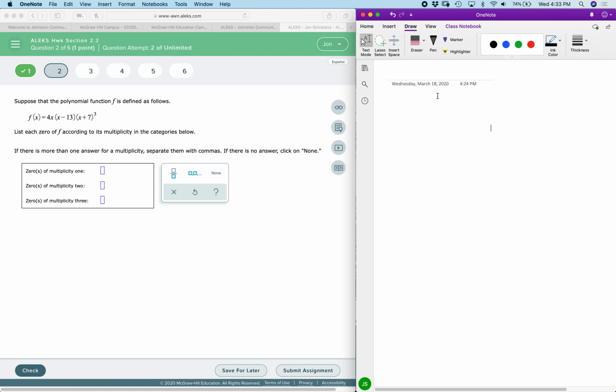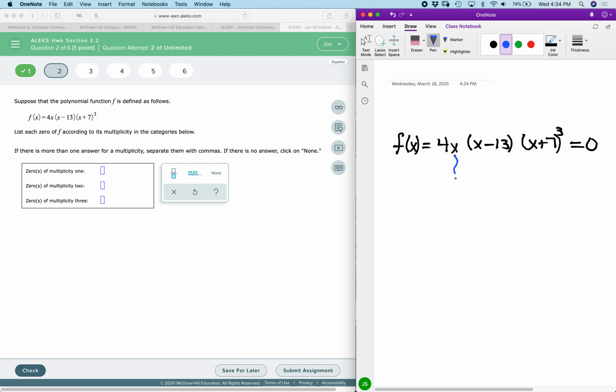Now, for what we have in the case of this item, you have f of x is equal to 4x times the quantity of x minus 13 times the cube of x plus 7. And if I were to determine the zeros, we have the factors here.